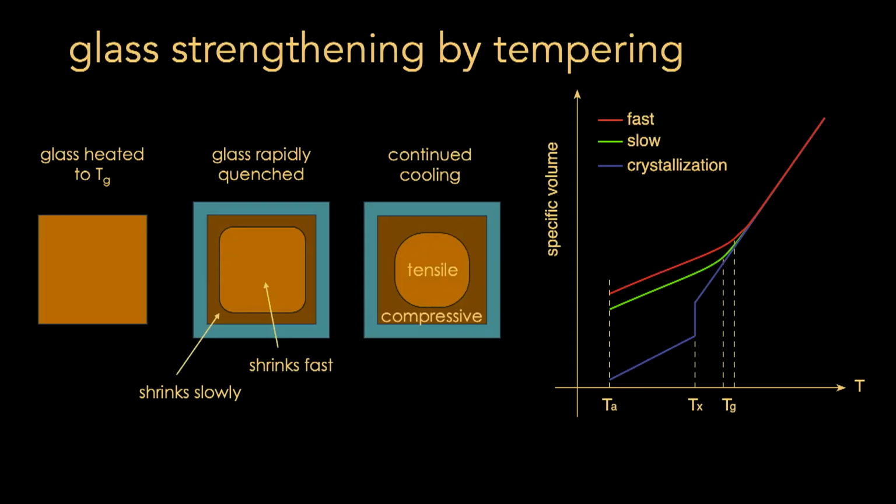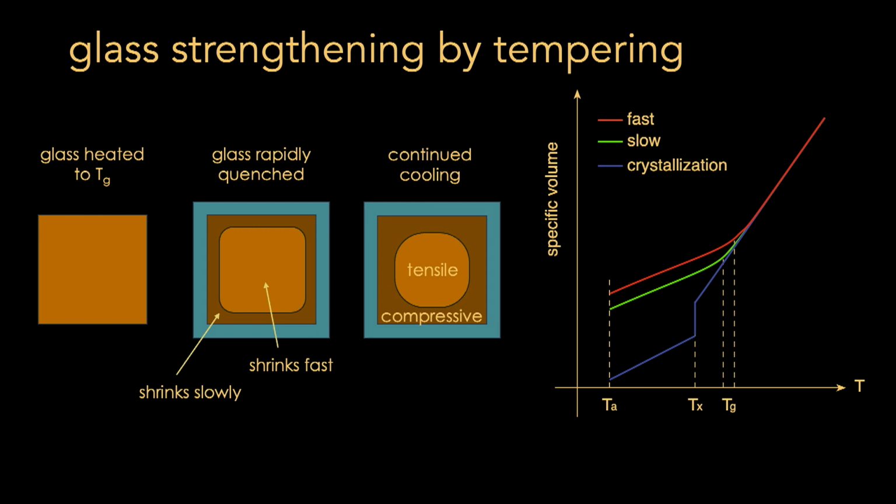There are a couple of mechanisms of strengthening glass. One of them is glass tempering, which you're probably familiar with. The window glass in your car is tempered glass. The way you do that is by taking the glass and heating it to just above Tg, the glass transition temperature, where it's homogeneous. Then you quench it. You immerse it into a cold bath of water.